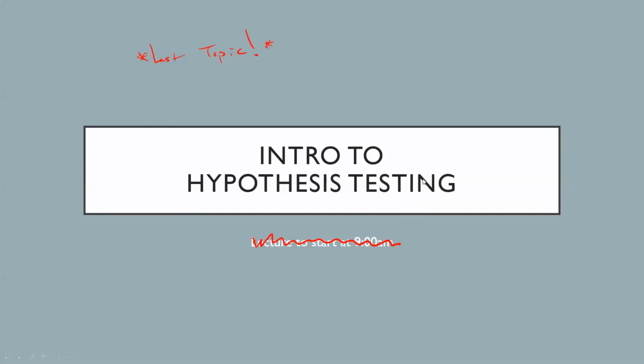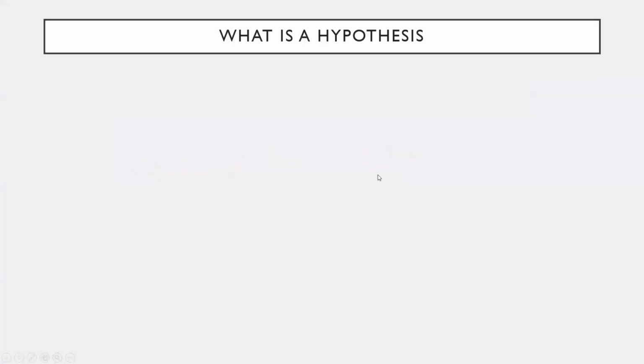Okay, so hypothesis testing, two words: hypothesis and then the testing part. As I was saying, this is our last topic, this concept of hypothesis testing. We're going to do two types of hypothesis testing. We're going to do hypothesis testing for a mean, so for an average, and then the last topic is going to be hypothesis testing for a proportion.